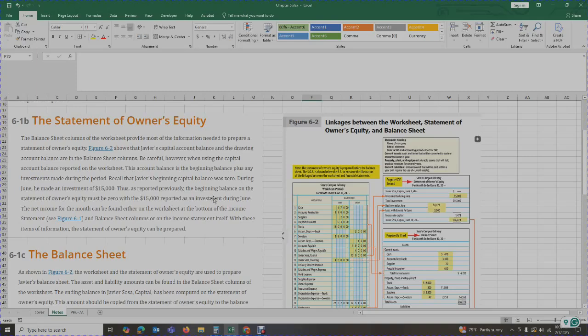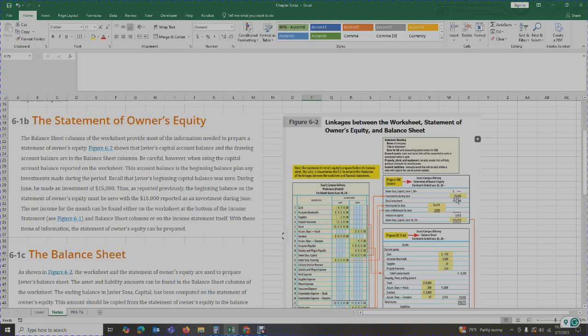If it's a brand new business, you're going to start off with zero capital. Then you have your investment during the month, which is the case here. It was a brand new business. We started off with zero. We invested during June, 15,000. Then the total investment will be 15,000. Now, assuming the next month there is no investments, your starting balance will be the 15,000. You will have no investments, but you will still end up with the 15,000.